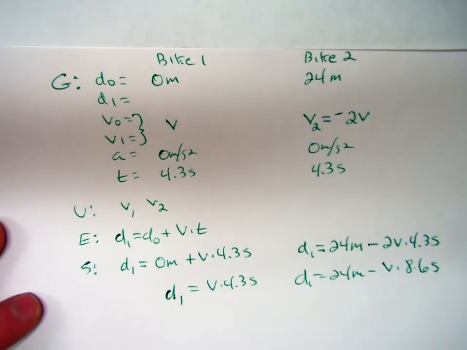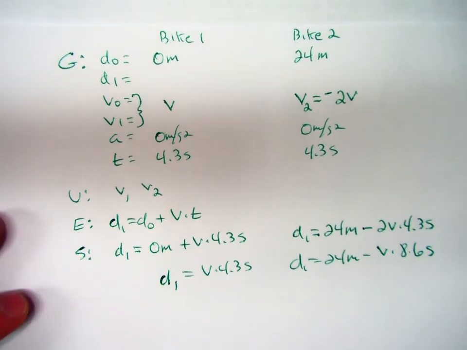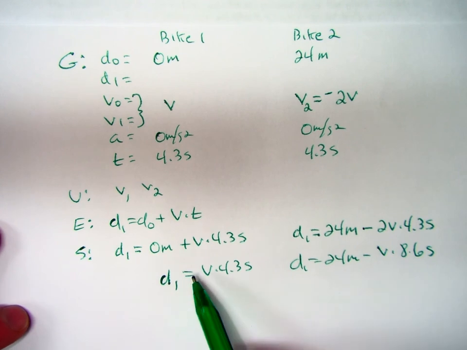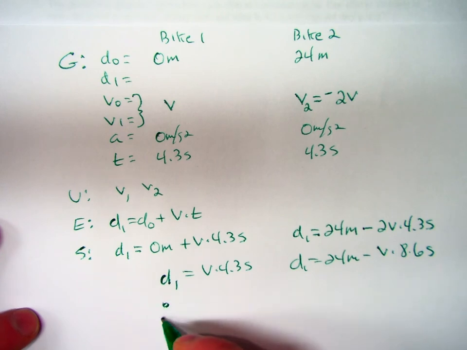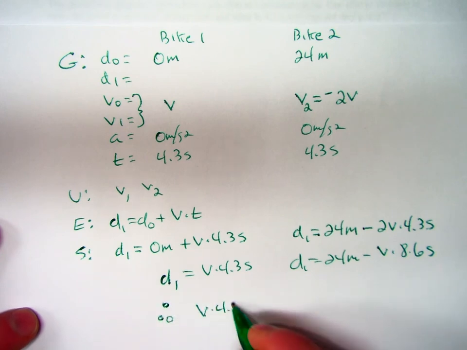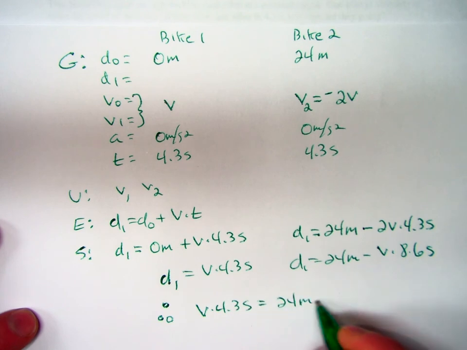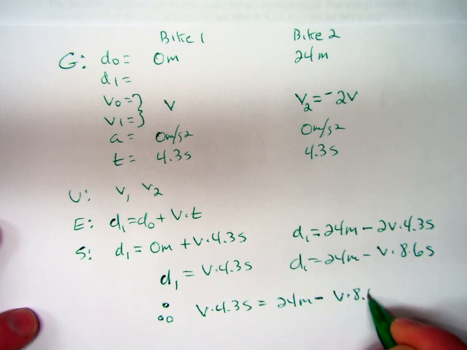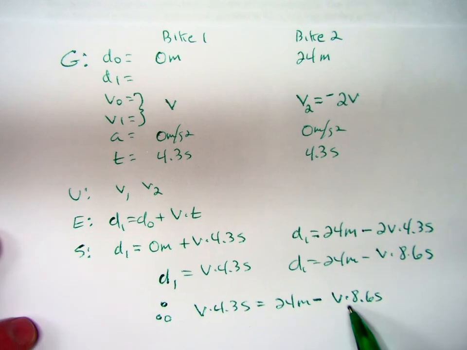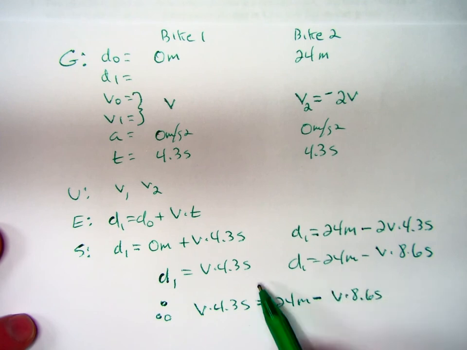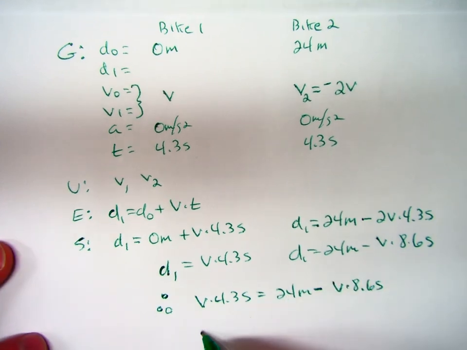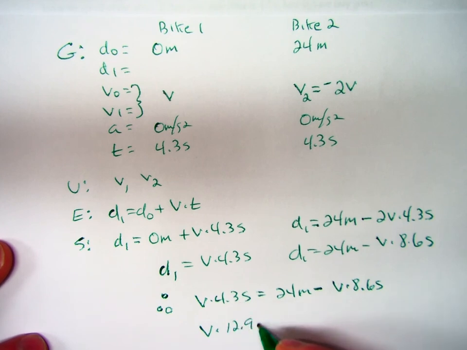Okay. Now, we can set these equal to each other because when D1 of bike 1 and D1 of bike 2 are the same, the bikes cross. Therefore, V times 4.3 seconds equals 24 meters minus V times 8.6 seconds. If we add V times 8.6 seconds to both sides, we can move this to the other side, and we end up with V times 12.9 seconds equals 24 meters.